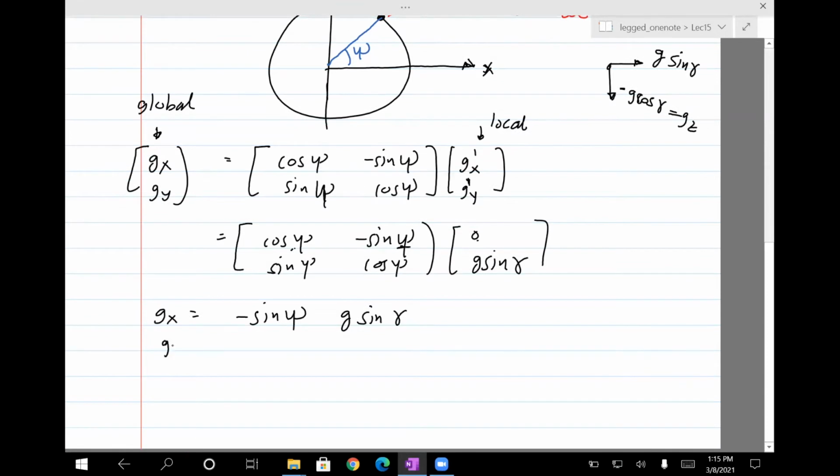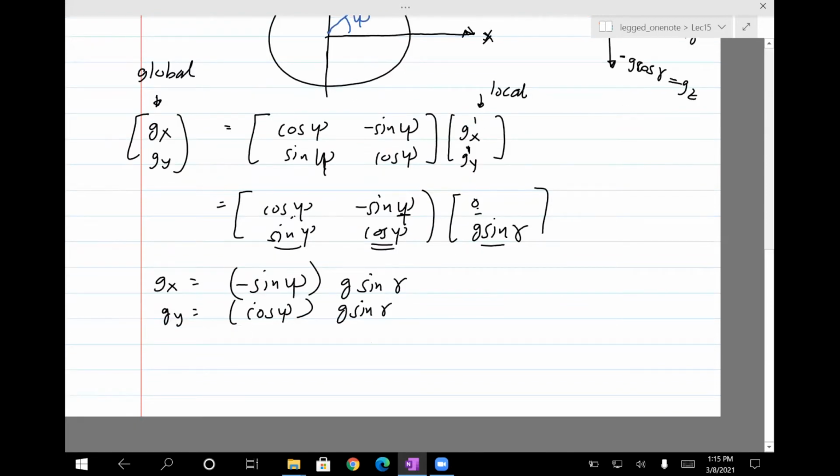And then for gy, sine multiplied with 0 is 0, so it's cosine psi times g sine gamma. So that's the gx, that's the gy, and then the gz is always going to be minus g cosine gamma.